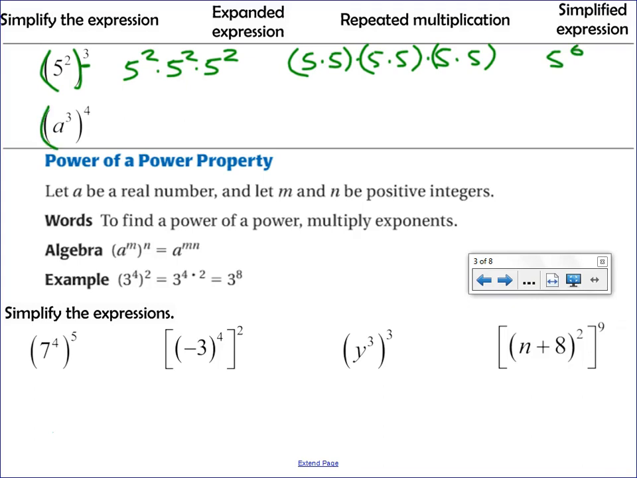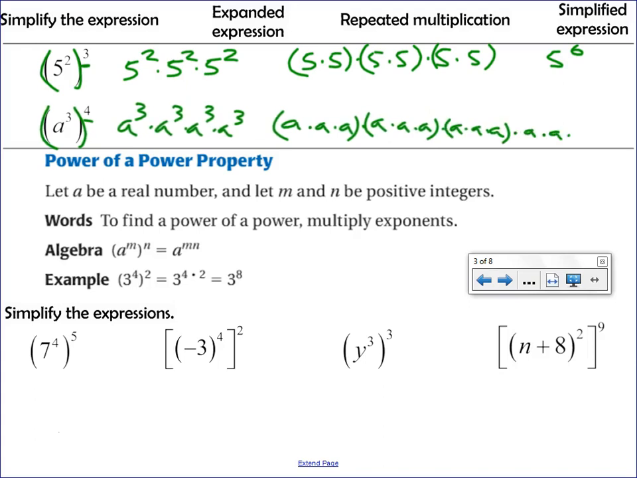Do the same thing, a to the third raised to the 4th power. So I have a to the third being multiplied 4 times. A to the third means a times a times a. And I have that total of 4 times. And I can see I have the same base, a being multiplied by itself 12 times. Maybe you see the connection. When I have a to the third raised to the 4th power, gives me a to the 12th.